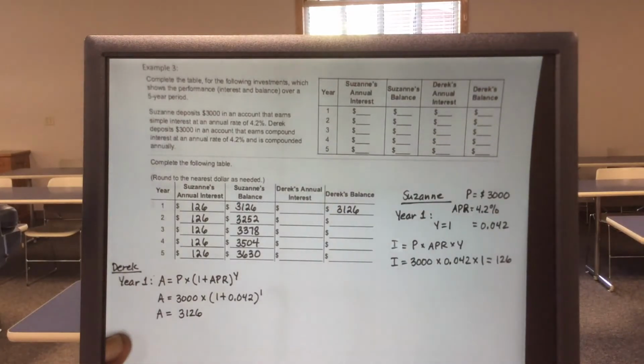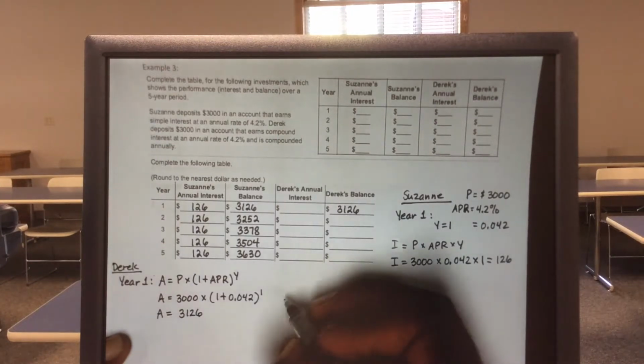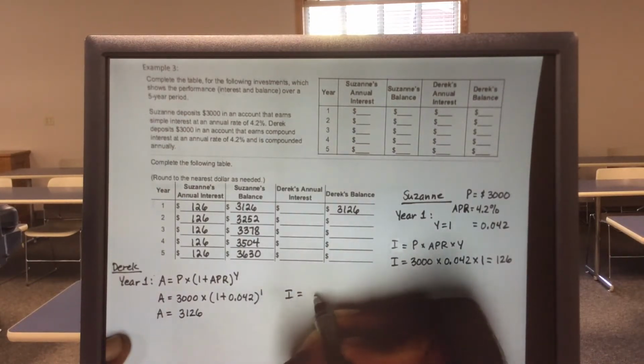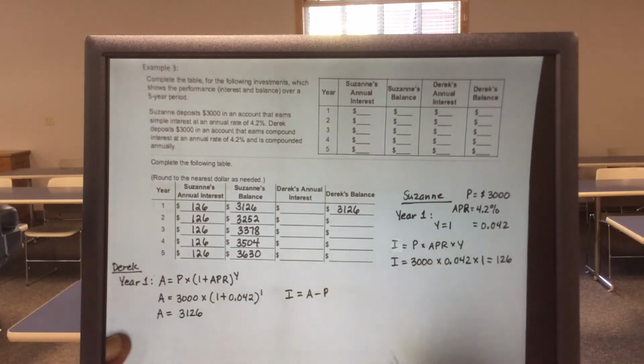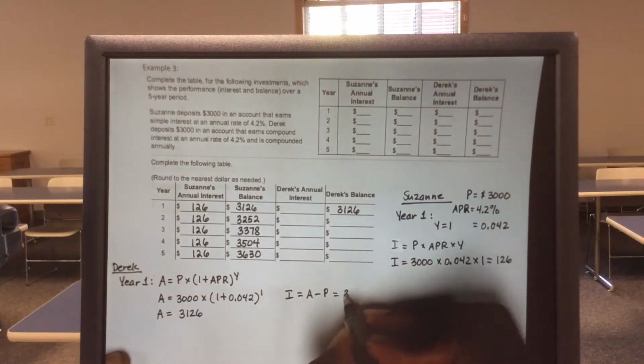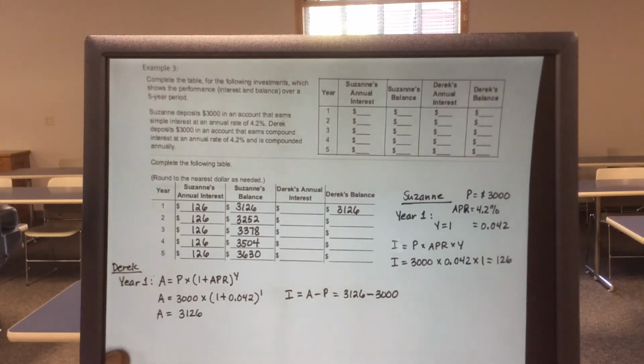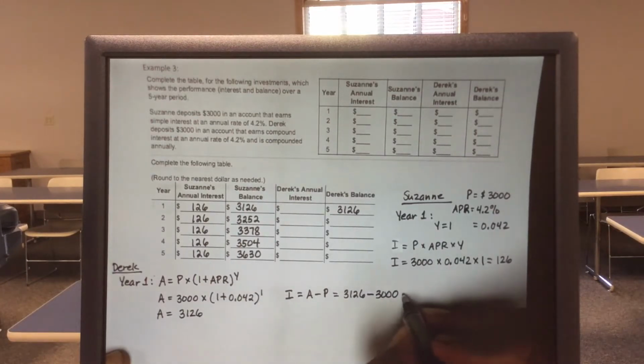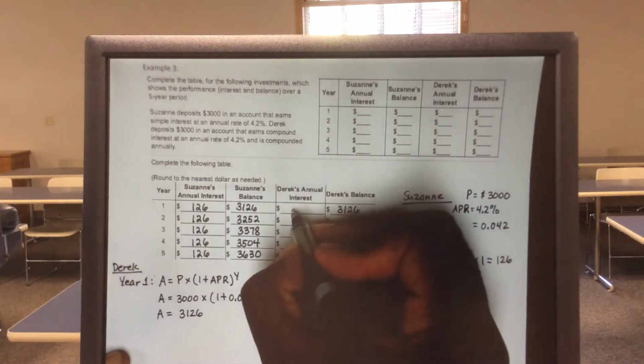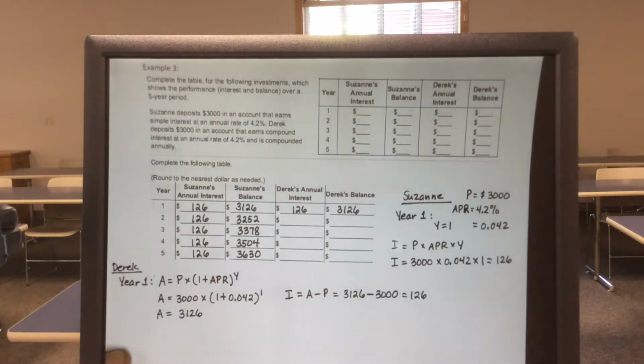Now I'm putting that under Derek's balance because I need to know what the annual interest is going to be. Well, to do that, the interest is going to be equal to the amount that he has minus the principal. He started off with $3,000. Well, he has $3,126, but he started off with $3,000. So we subtract $3,000 from $3,126, you'll get $126. And that will be the amount of interest that he has after the first year.